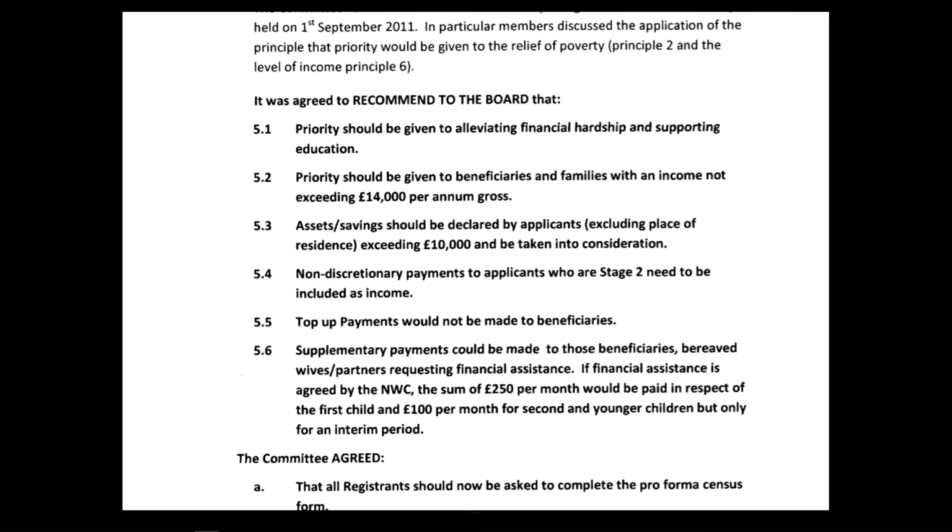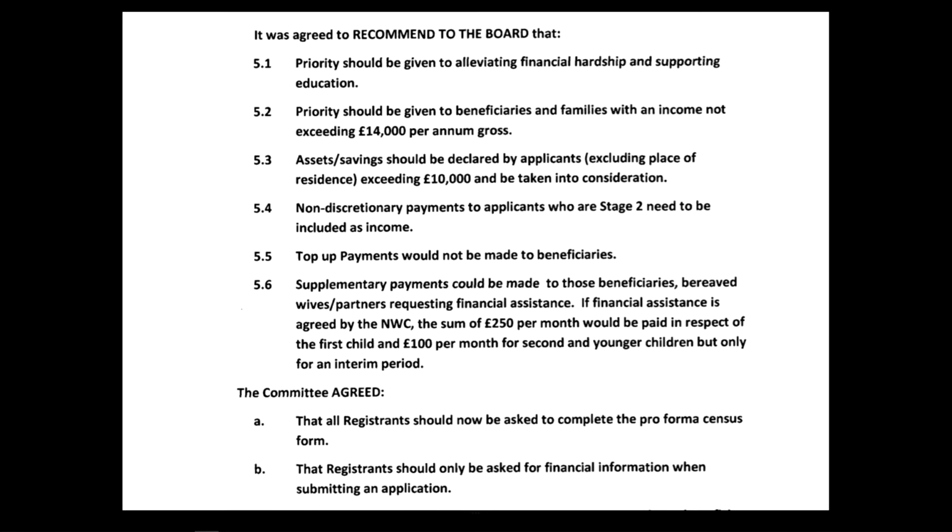And then lastly, supplementary payments could be made to those beneficiaries, bereaved wives, partners requesting financial assistance. If financial assistance is agreed by the NWC, the sum of £250 per month would be paid in respect of the first child, and £100 per month for the second and younger child, but only for an interim period. Do we understand that this is, as you say, a cautious suggestion that there may be some supplementary or regular payments that could be made to certain categories of beneficiary for a limited period of time?